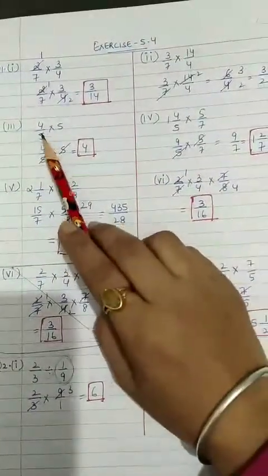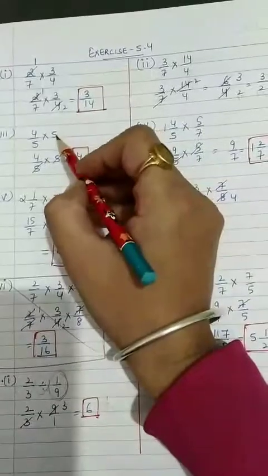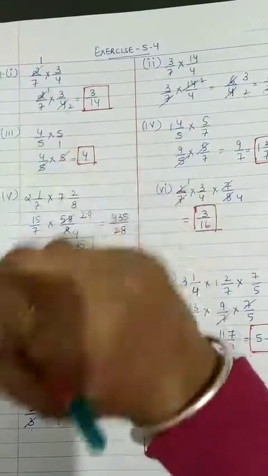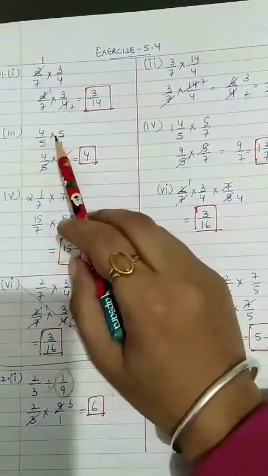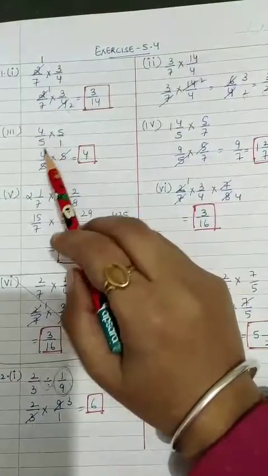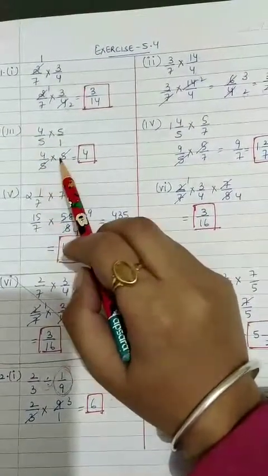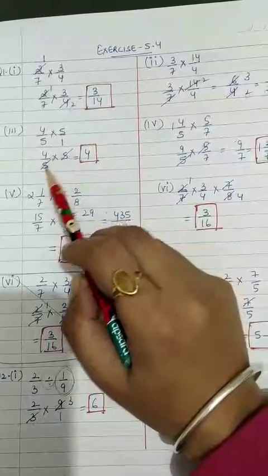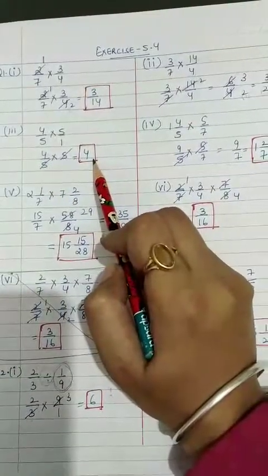Next, third is 4 by 5 into 5. If there is nothing below 5, we can write 1 as the denominator. So 4 into 5 is equal to 20 by 5, and that we can also cancel. Or we can cancel 5 directly, and the final answer will be 4.